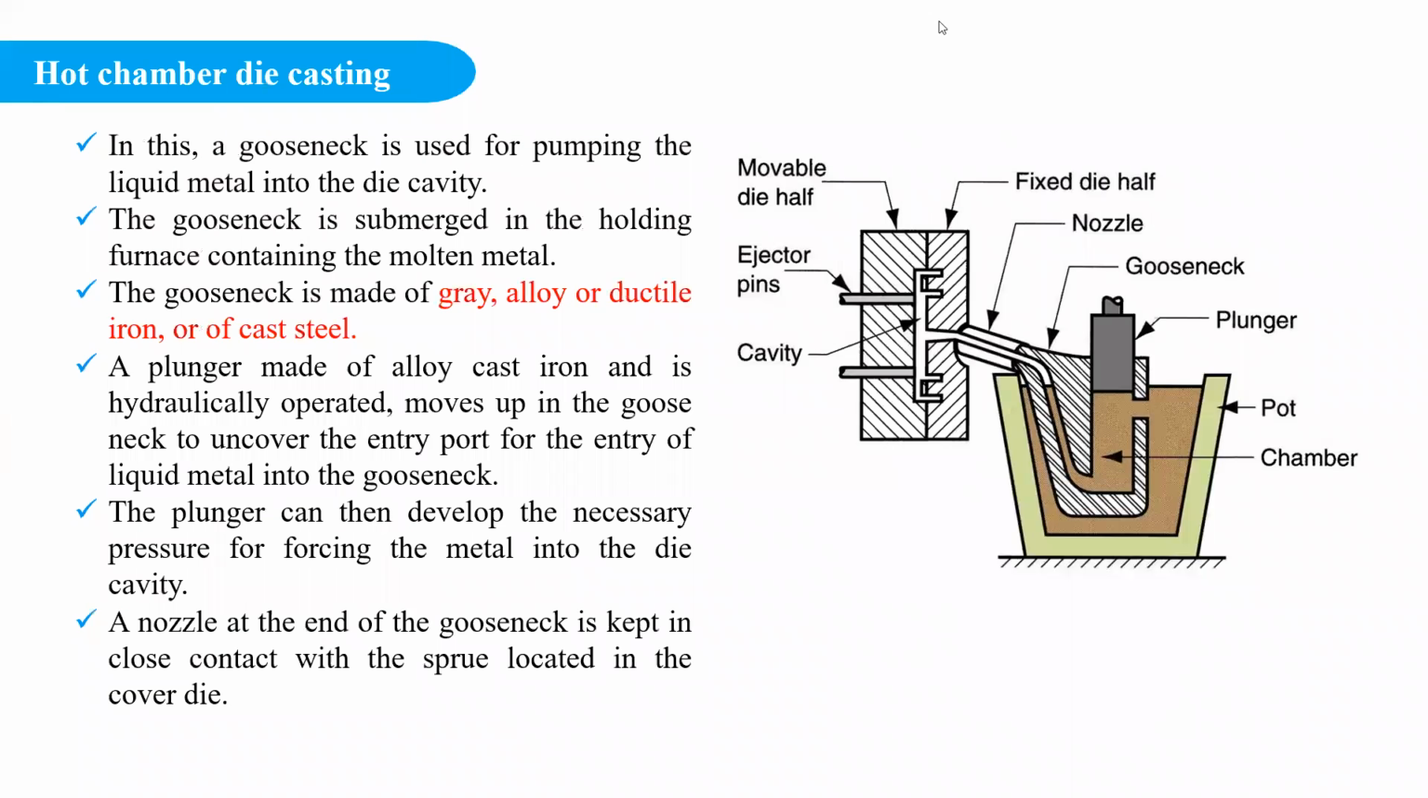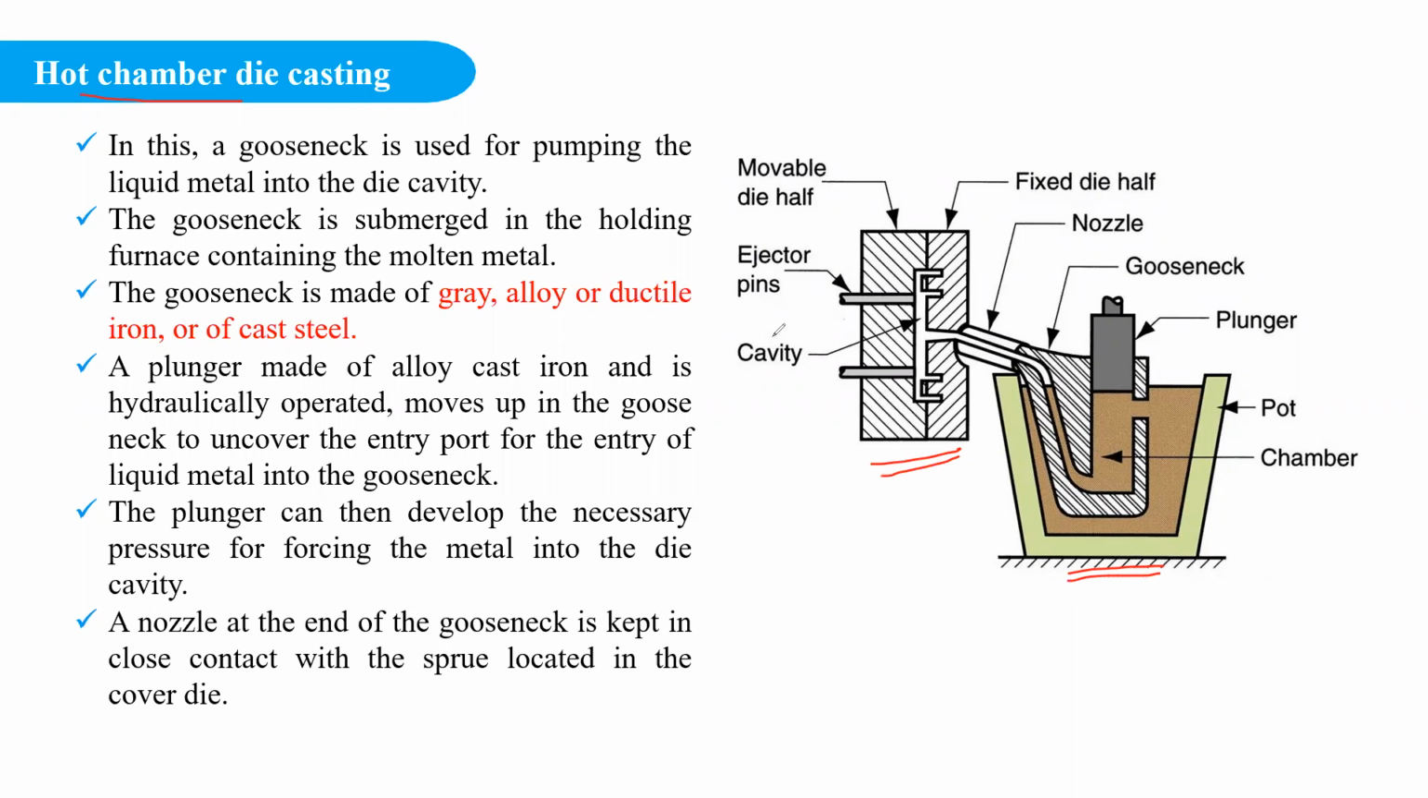So, the first one is the hot chamber die casting process. From the name itself, we can tell why it is called hot chamber die casting. We can see the diagram here. This is the die, and this one is the furnace. Here, the die and the furnace are an integral part, so both are interconnected.